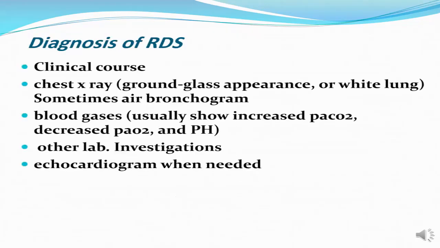But how do we diagnose RDS? It is diagnosed by clinical course, which we already mentioned in the previous slide. Chest X-ray will show ground glass appearance or white out lung, and later we might see air bronchogram. Blood gas usually shows an increased PaCO2, decreased PaO2 and pH. Other lab investigations might be needed, like blood culture, CRP, complete blood picture, blood sugar, and echocardiography to exclude congenital heart disease.